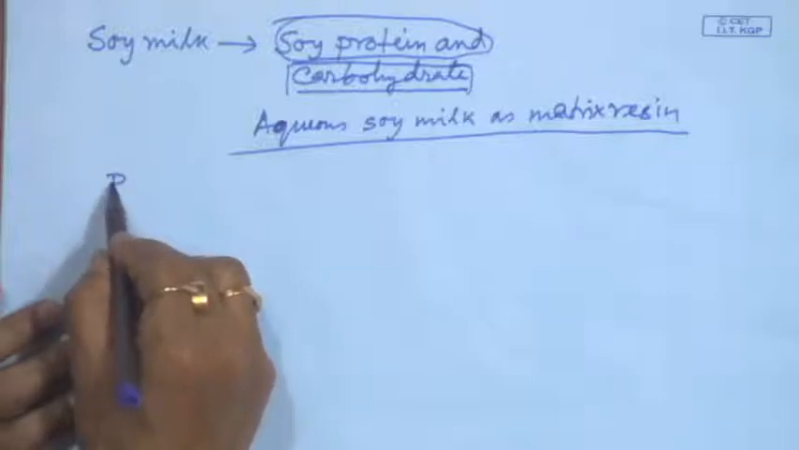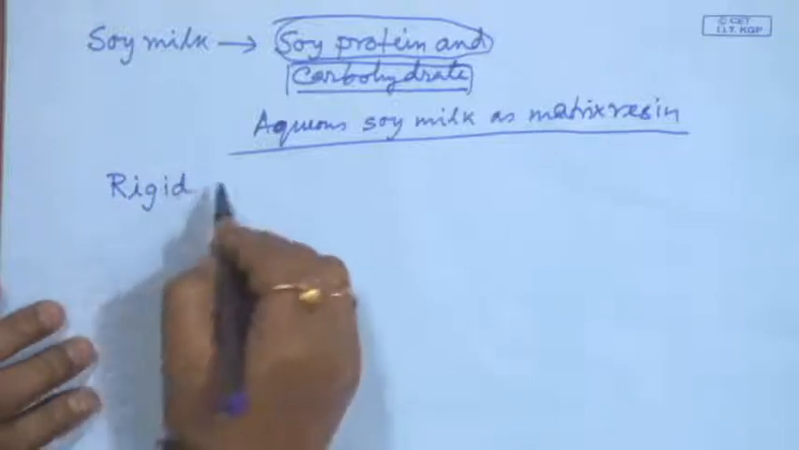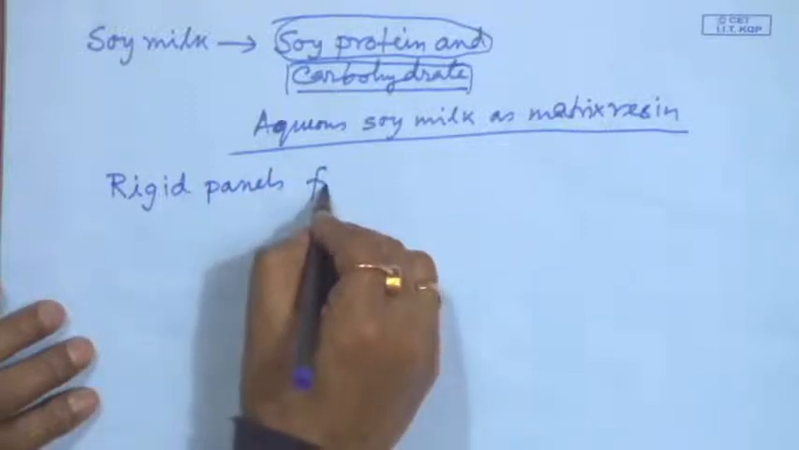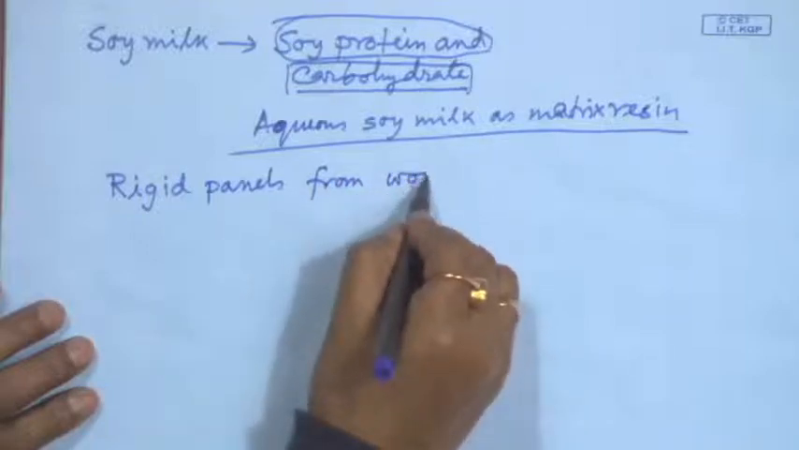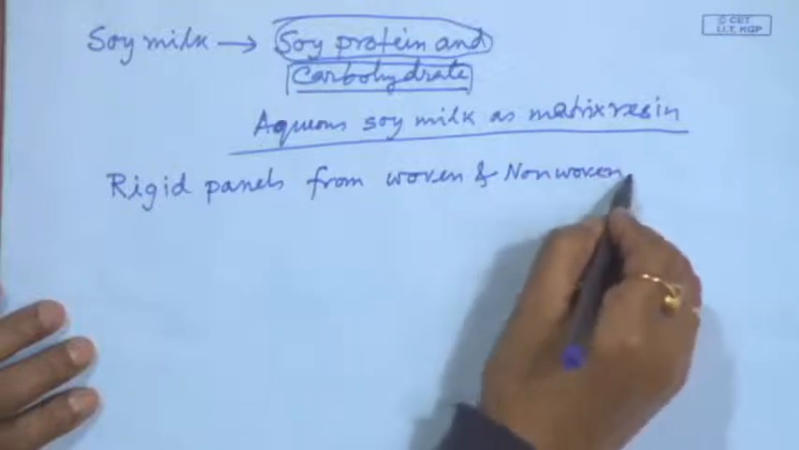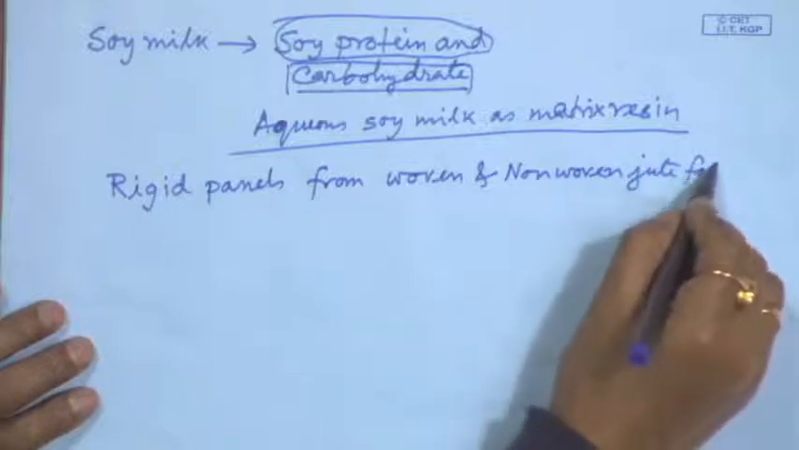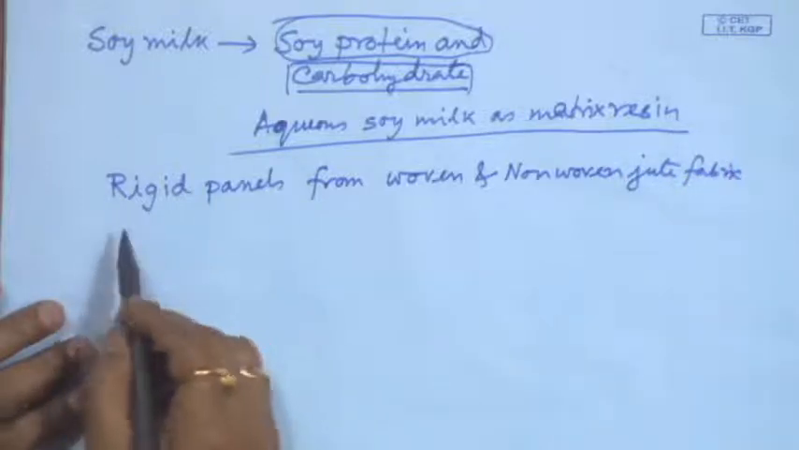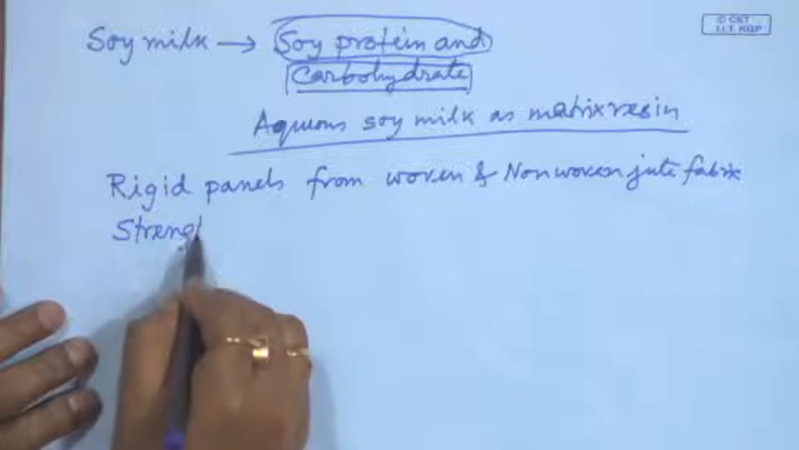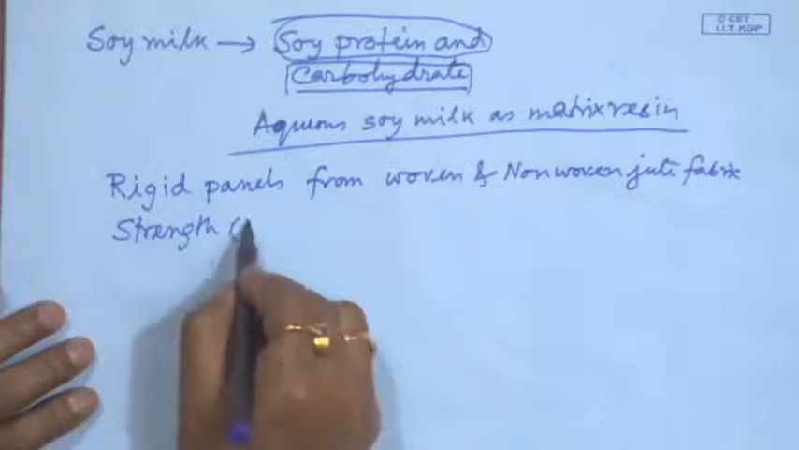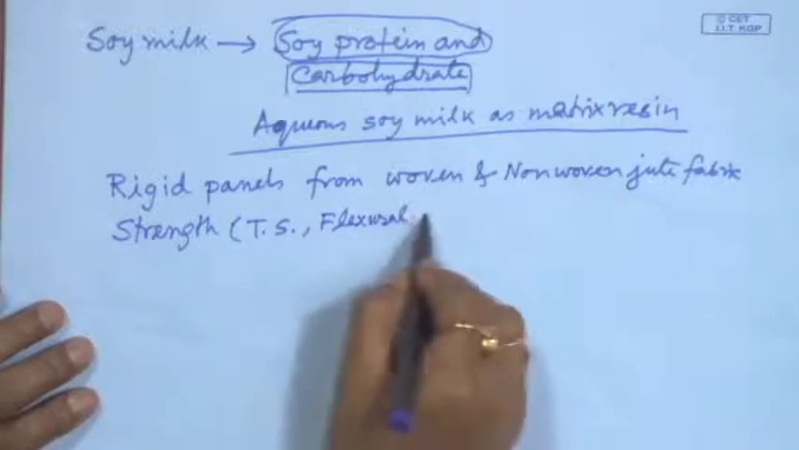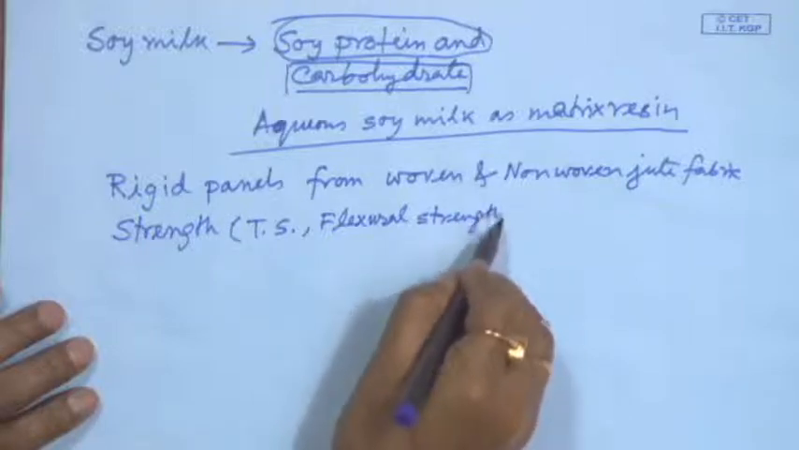We made these rigid panels from both woven and non-woven jute fabric. Now, for these rigid panels, we have measured the strength properties, say tensile strength, flexural strength, modulus.